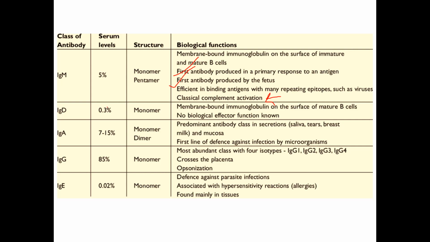IgD is present at a serum level of 0.3%. It can exist as a monomer. It is a membrane bound immunoglobulin on the surface of B cells, but its biological function is not known.